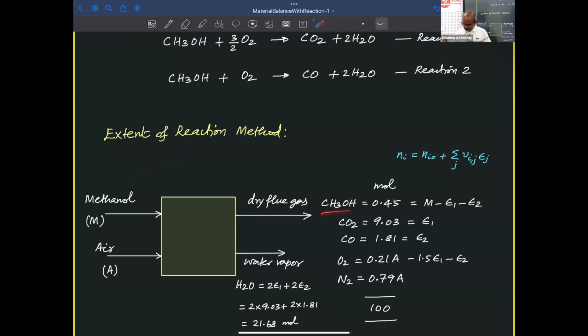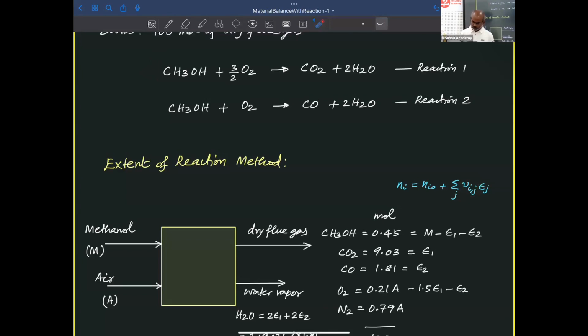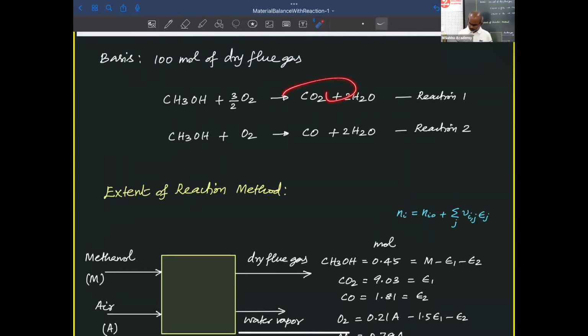So for methanol, M is initially available. That is entering. Of course, methanol is getting consumed in both reactions, so this nu will actually be -1. Nu is the stoichiometric coefficient. The stoichiometric coefficients of the products are positive, that is 1 CO2 and 2 H2O, 1 CO and 2 H2O. And the stoichiometric coefficient of the reactant we will take as negative.